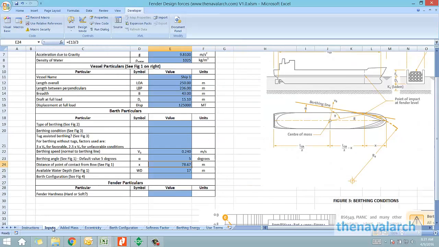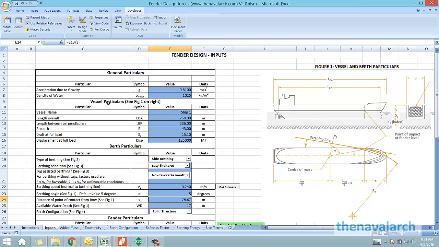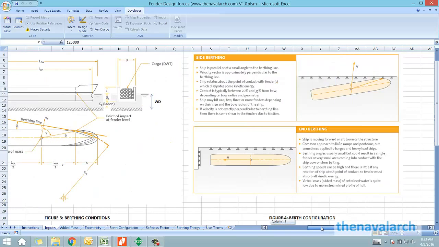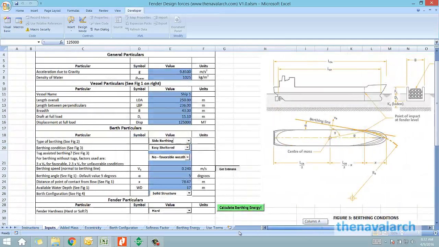Next we go to the Inputs worksheet, in which it asks for general particulars and the vessel particulars like the length, LBP, breadth, draft at full load and displacement at full load. Then come the berth particulars, in which the first one is the type of berthing. There are two types of berthing, side berthing and end berthing. Figures are provided to explain what is side berthing and what is end berthing. Then second is the berthing condition, which is how difficult it is to berth at this particular location. There are 5 options: easy sheltered, difficult sheltered, easy exposed, good exposed, and difficult exposed.